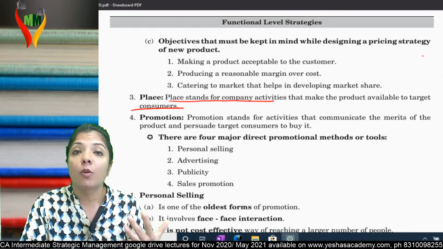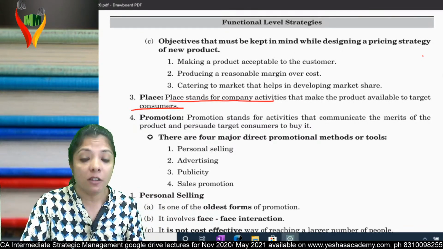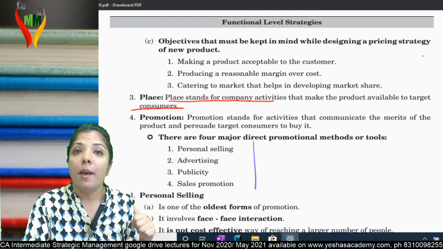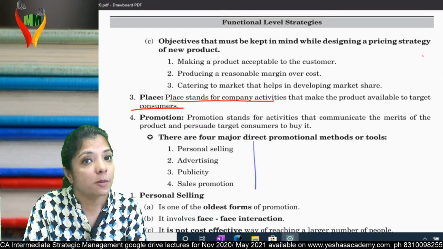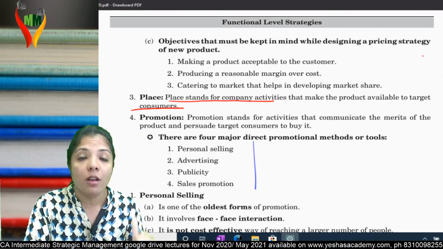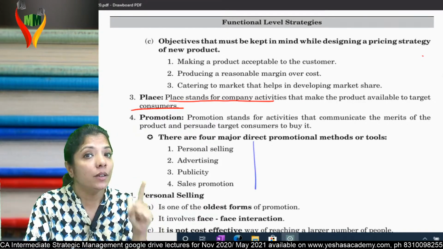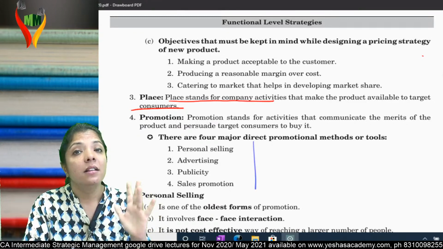Am I clear? When I talk about promotion, how many methods of promotion have they given us? 4: personal selling, advertisement, publicity, and sales promotion.